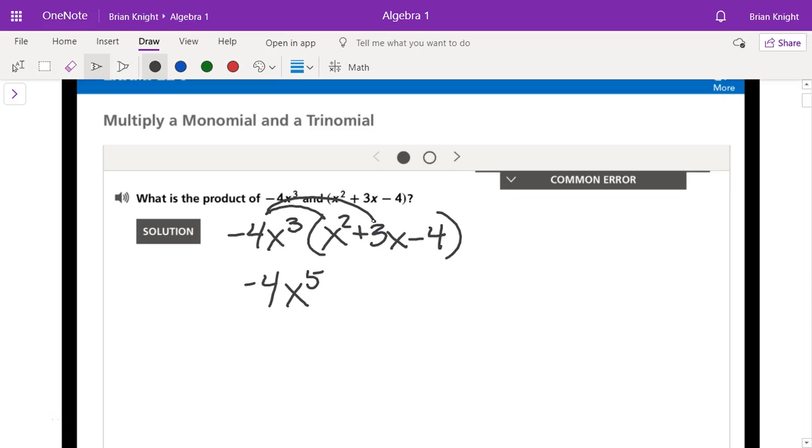Negative 4x to the third times 3x. Negative 4 times 3 is? Negative 12. X cubed times x? X to the 4th. Then negative 4x to the third times negative 4. Negative 4 times negative 4 is positive 16, and then we just have x to the third.